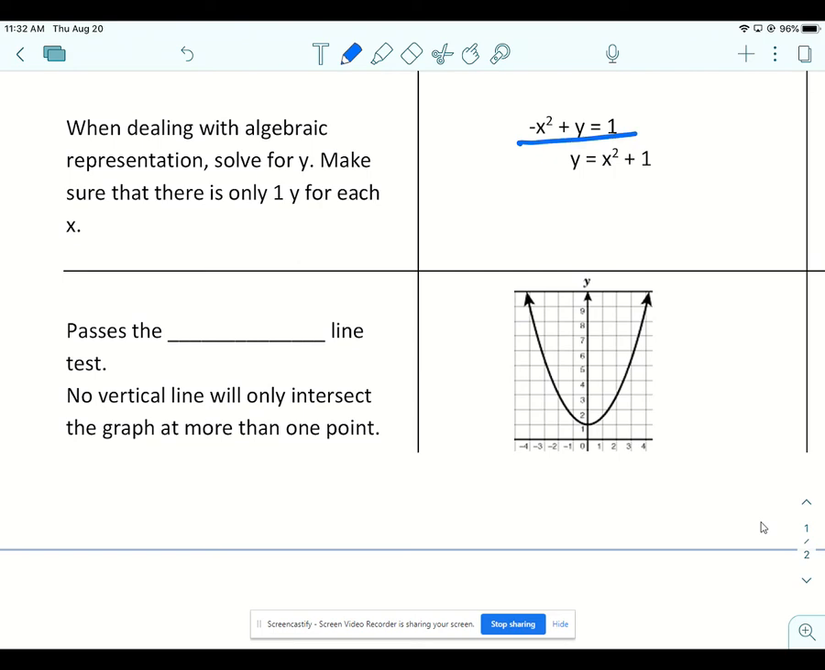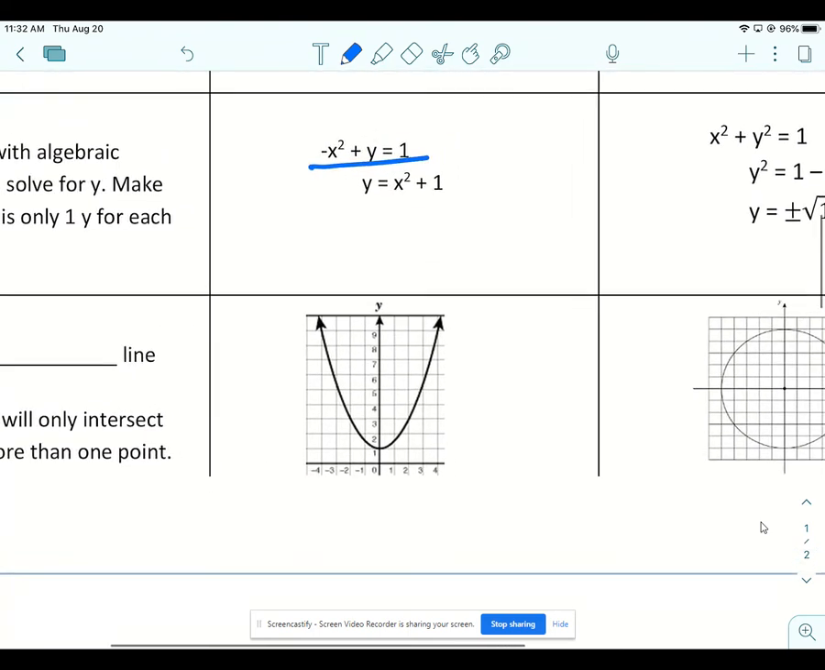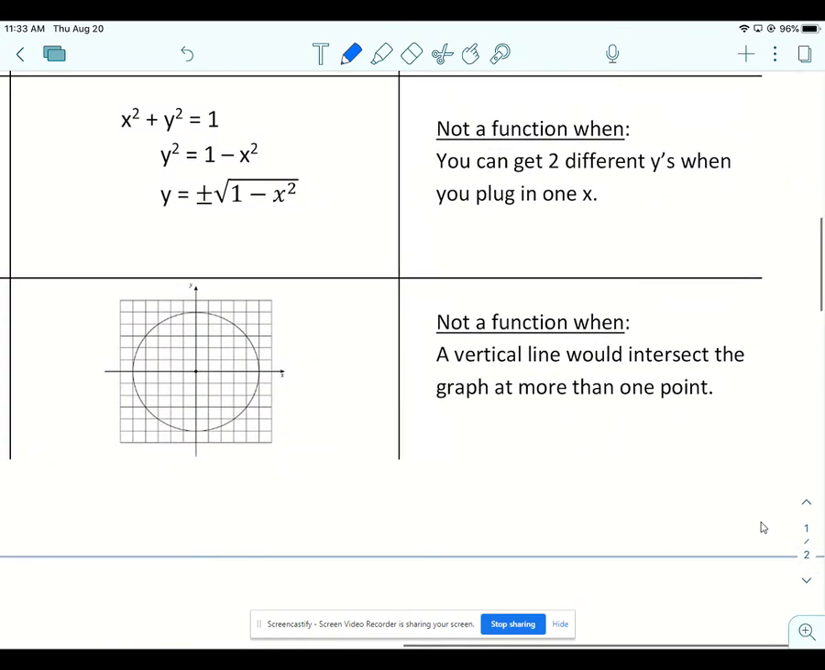Then to solve for y, we'll just add that x squared over. So it doesn't matter what x we plug in, we're only going to get one y. If I plug in 2, 2 squared is 4 plus 1 is 5. If I plug in 0, 0 squared is 0 plus 1 is 1. If I plug in -1, -1 squared is 1 plus 1 is 2. So every x we put in, we get exactly one y. It is a function.